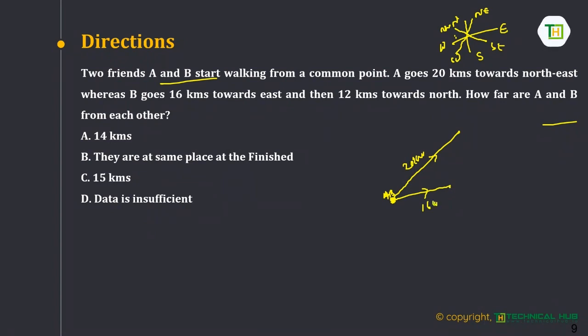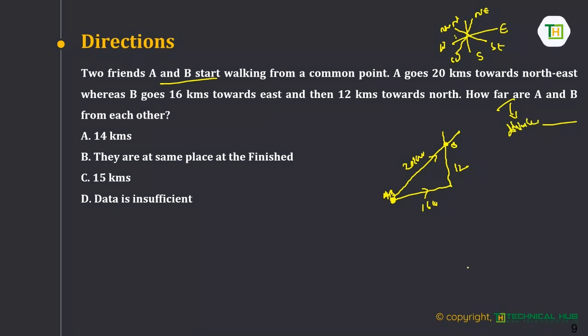And after that, B came towards the north position. Sometimes both are intersecting or not. So how far are A and B from each other? Far here is taken as distance.